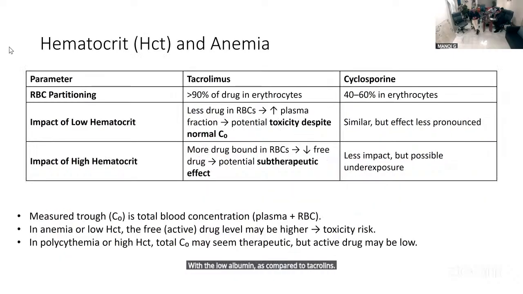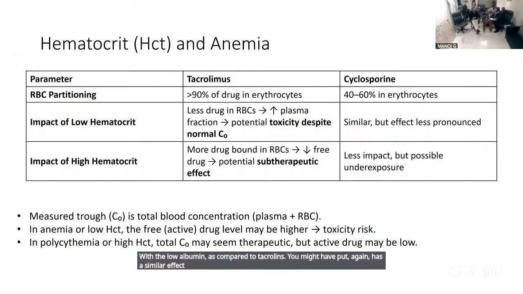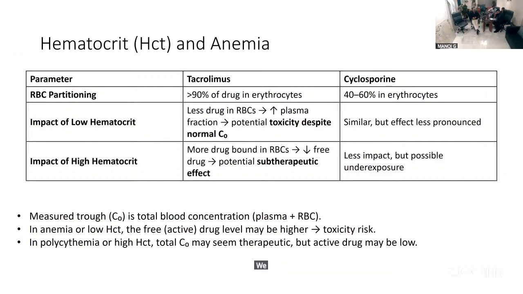Hematocrit again has a similar effect as albumin. We all know tacrolimus is bound to more than 90%, in fact 99%, to the erythrocytes. Now, if a patient has anemia, obviously the plasma fraction of the tacrolimus will increase, and the patient will have potential to have nephrotoxicity despite normal C0 levels.